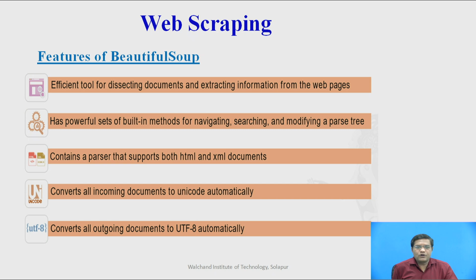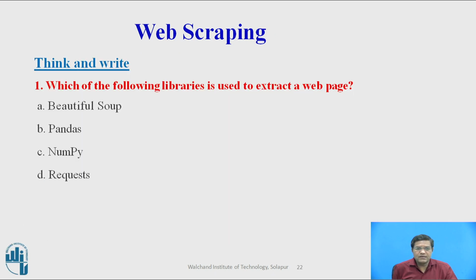There are some important features of Beautiful Soup. It is an efficient tool for dissecting an HTML or XML document and extracting the information from this document. It has a powerful set of built-in methods for navigating, searching and modifying a parse tree. It contains a parser that can support both HTML and XML documents. It can convert all incoming documents to Unicode automatically, and all outgoing documents into UTF-8, Unicode Transformation Format 8, automatically.